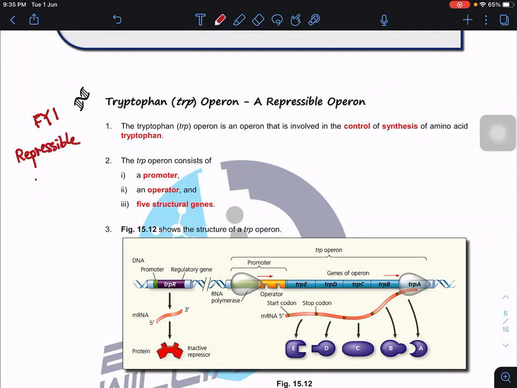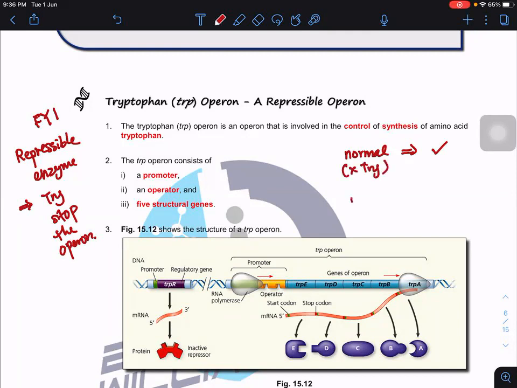Repressible enzyme basically means that the presence of the tryptophan stops the operon. Basically it means that under normal conditions, they are switched on. Are you clear? So that means without tryptophan it is on, but with tryptophan, we have to switch it off. Okay, so we're going to look at the principle of why in this case.